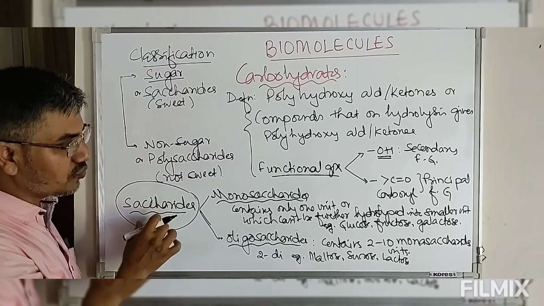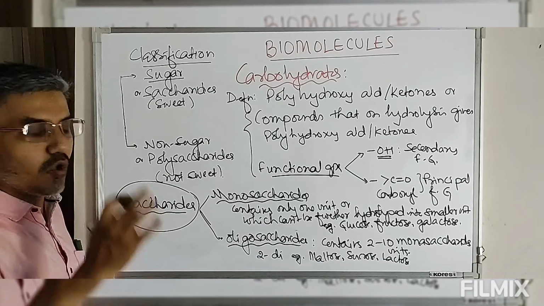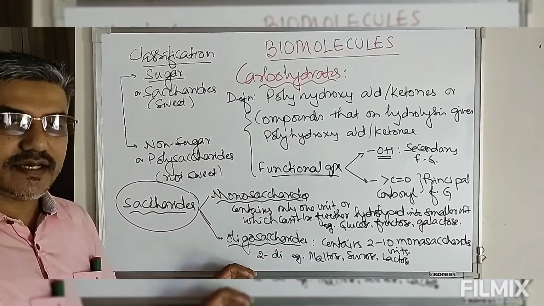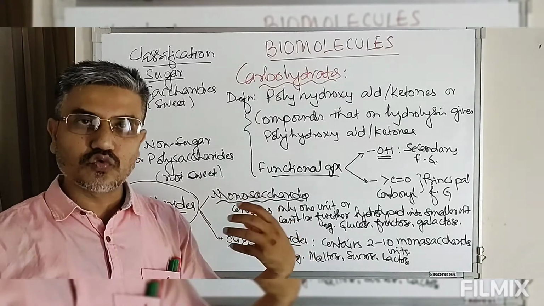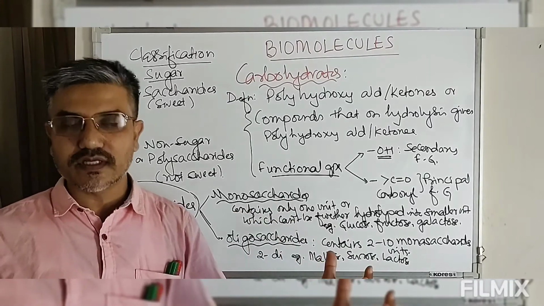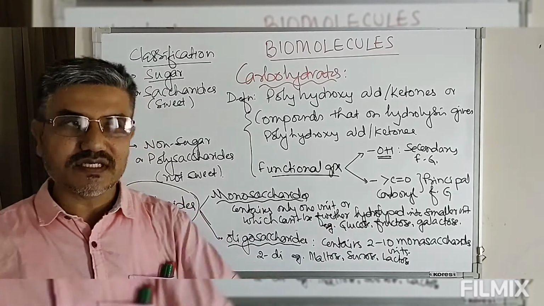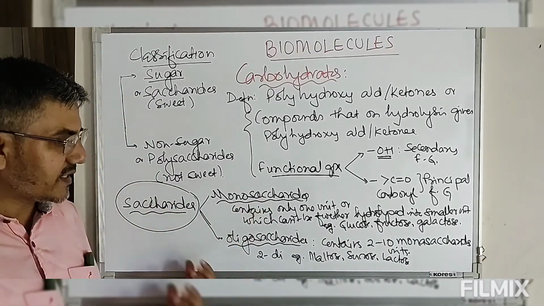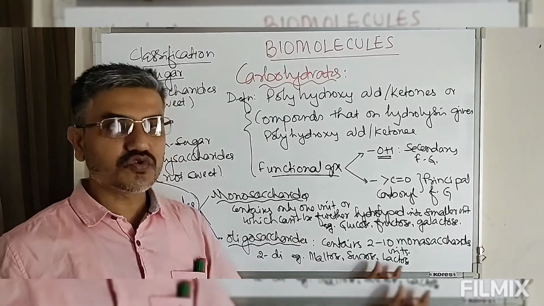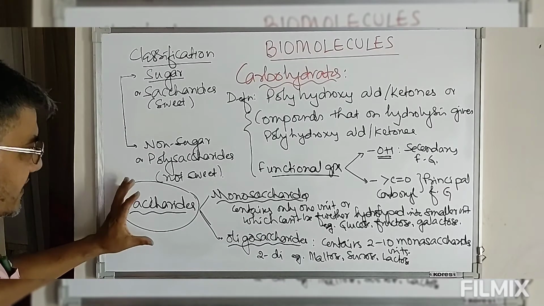So saccharides into monosaccharides: mono is the smallest unit of the sugar which cannot be further hydrolyzed. Whereas the oligosaccharides contain 2 to 10 monosaccharide units. That means these on hydrolysis will give you 2 to 10 small monosaccharide units. And the most important of all these saccharides are the disaccharides. In disaccharides, we have maltose, sucrose, lactose, etc. So this is how we classify saccharides.